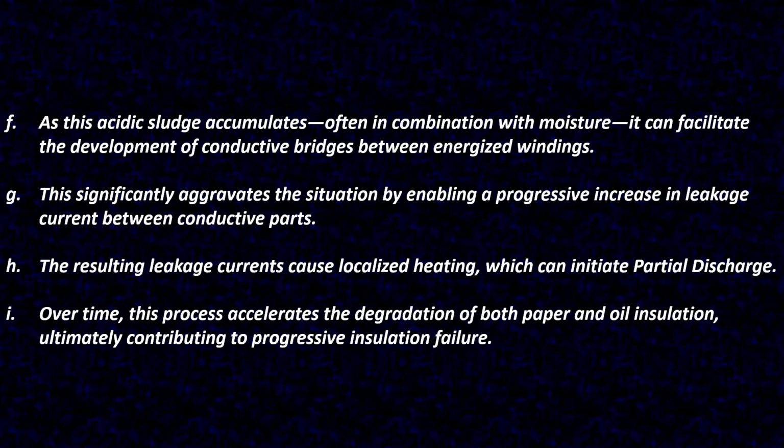As this acidic sludge accumulates, often in combination with moisture, it can facilitate the development of conductive bridges between energized windings. This significantly aggravates the situation by enabling a progressive increase in leakage current between conductive parts. The resulting leakage currents cause localized heating, which can initiate partial discharge. Over time, this process accelerates the degradation of both paper and oil insulation, ultimately contributing to progressive insulation failure.